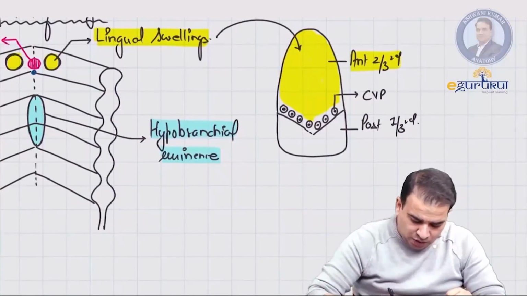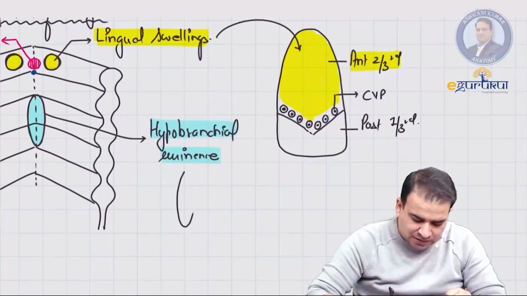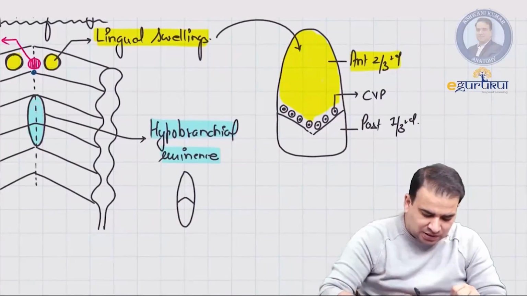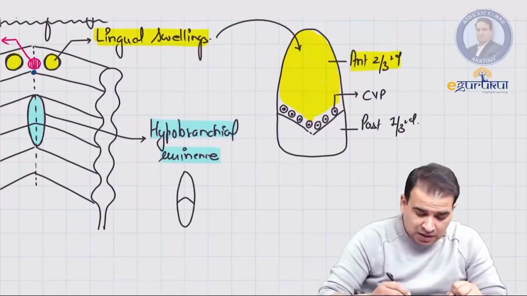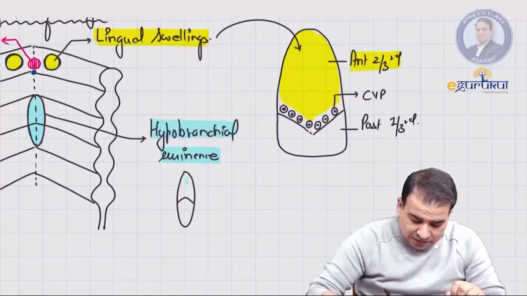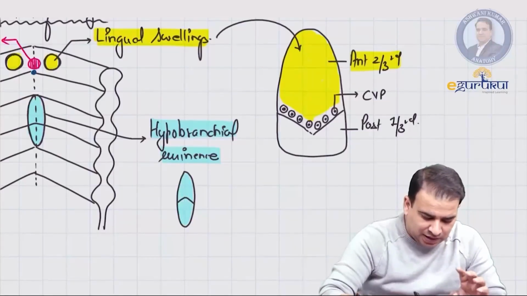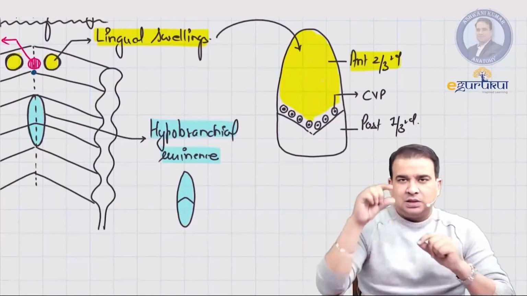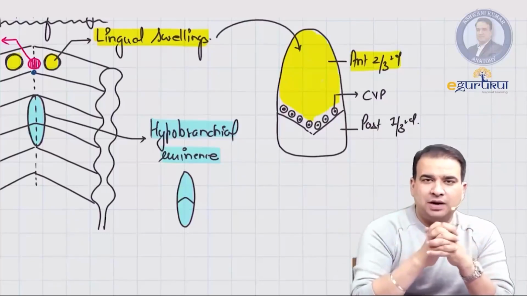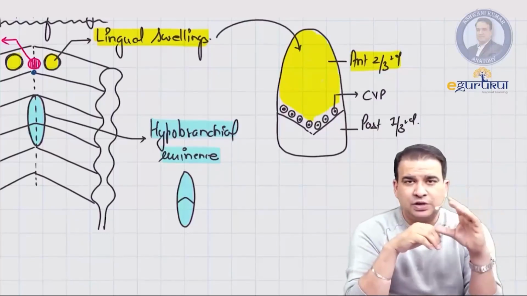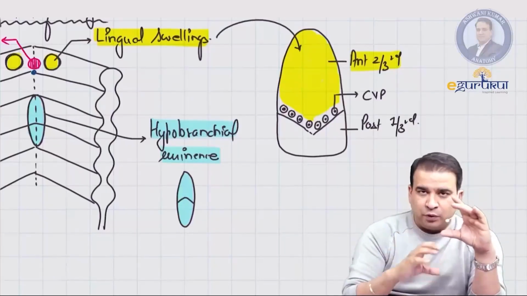Hypobranchial eminence. Now what you need to understand is that the hypobranchial eminence is present in two arches. You can say it is present in the third arch as well as in the fourth arch. Let's say this is the entire hypobranchial eminence that is present in the third arch and the fourth arch. And see, again, it's very logical. Third and fourth arch, guys, what is the nerve supply for the third arch? It's the glossopharyngeal nerve. And the nerve supply for the fourth arch is what?